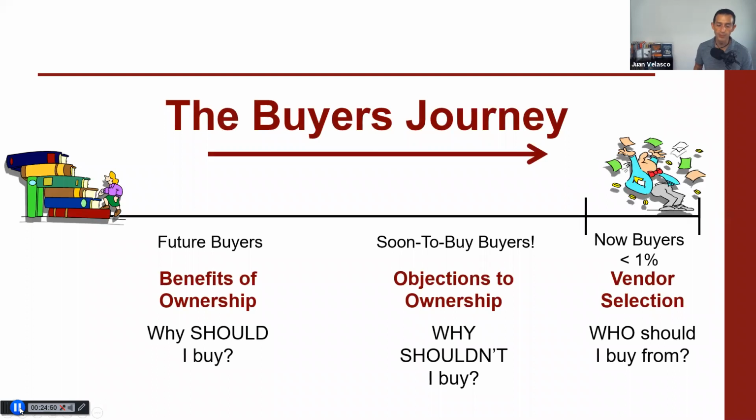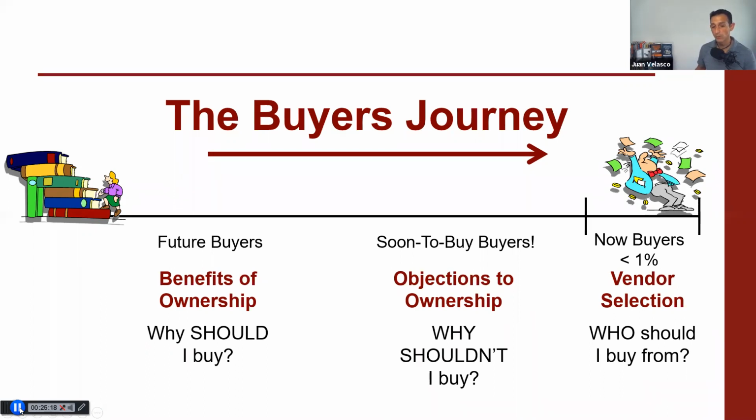The buyer's journey, if you can imagine, starts on the left-hand side, right? It's that individual that's a future buyer, and they're really looking at, why should I buy? So they're just in the research stage. And then eventually, once they figure out why they should buy, they go into the soon-to-buy buyers. Now at this point they're asking, why shouldn't I buy? So they're looking for objections to purchasing your product.